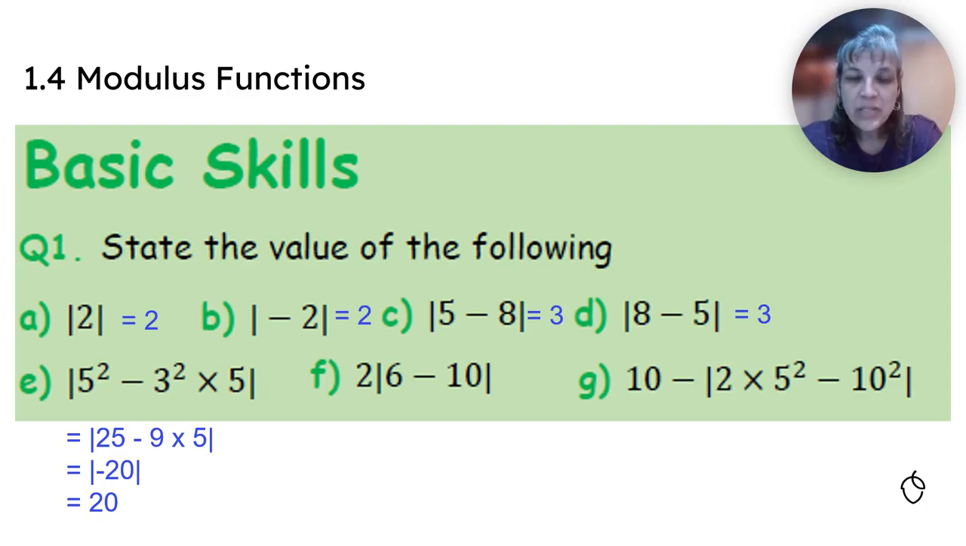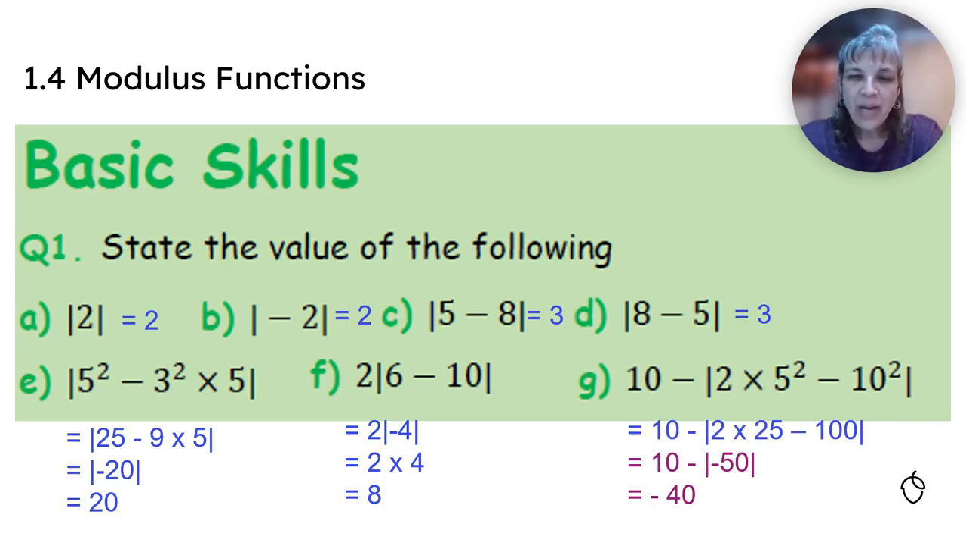For F, we need to realize that we don't distribute that 2 into the modulus. That's not a good idea. First, you do what's inside the modulus, and then you take the modulus signs off. So 2, and inside the modulus is minus 4. That just becomes 2 times positive 4, and so that equals 8.